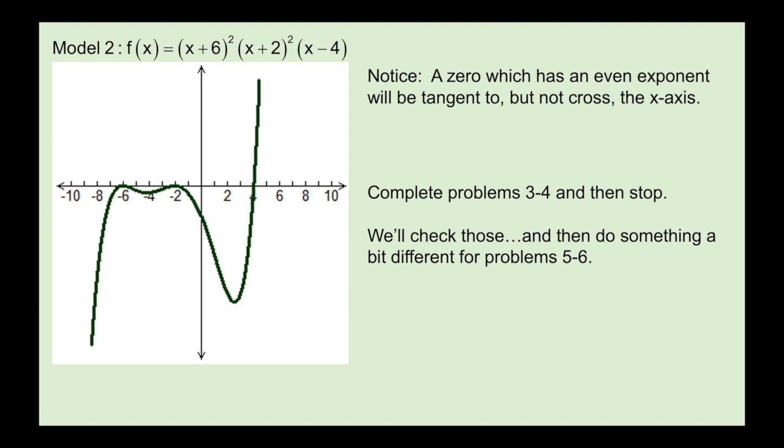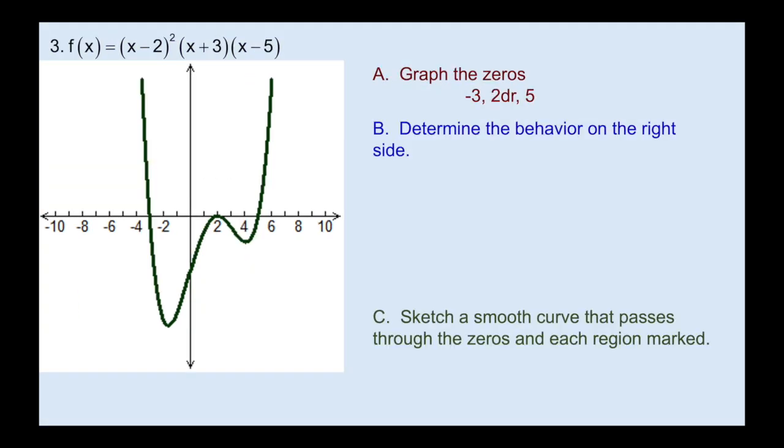So what I'd like you to do now is go ahead and do problems 3 and 4, and then we're going to check those in a few minutes. And here's your answer for number 3. So we ended up getting a +2 for this one, and that's going to be a double root. We get a -3 for this one, and we get a +5 for this one.